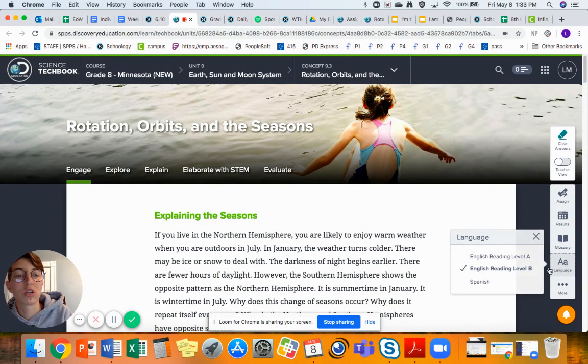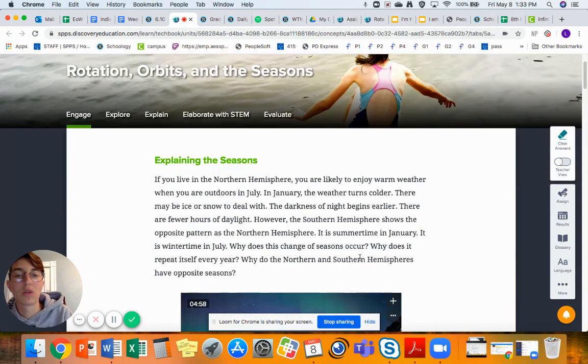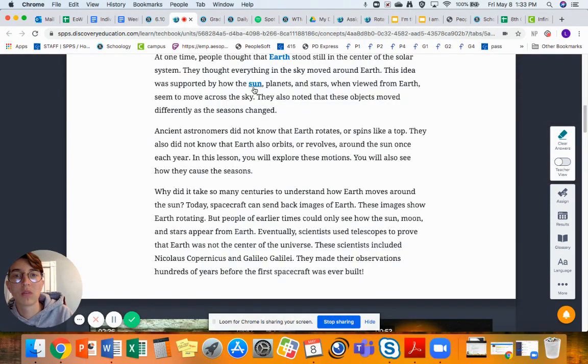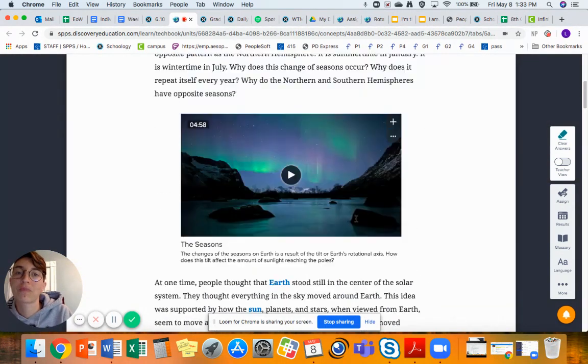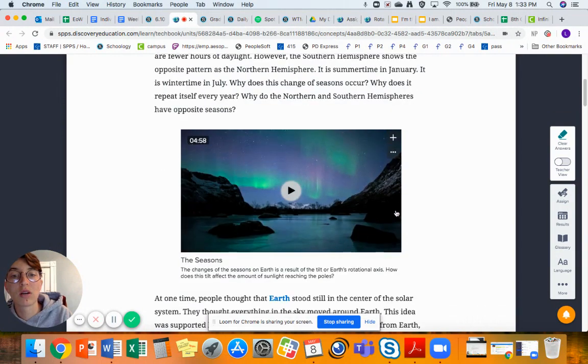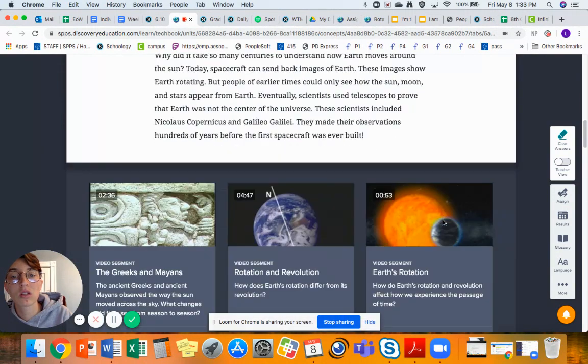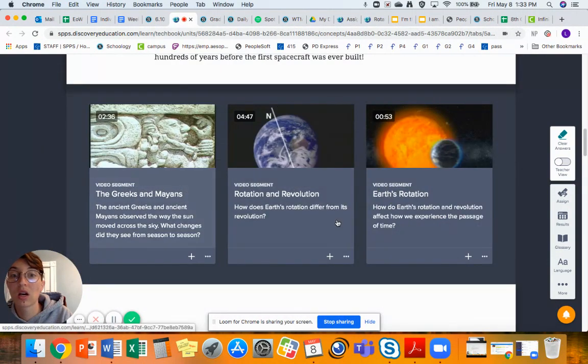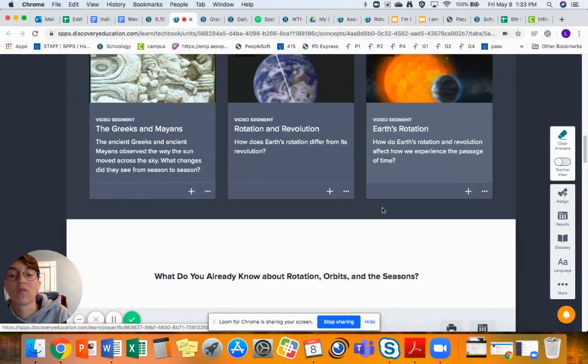Also, remember you can change the language. A is a little more difficult, B is easier. You can put it in Spanish. You can also click on blue words and they bring up a glossary. So you're going to read through this. There's a video on seasons, some more reading, and then there are 3 video segments totaling maybe, what is that, like 8 minutes of watching.